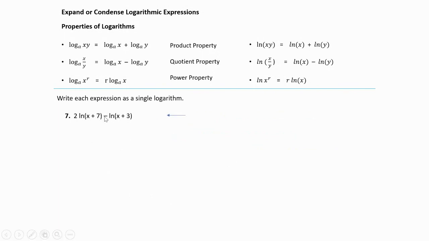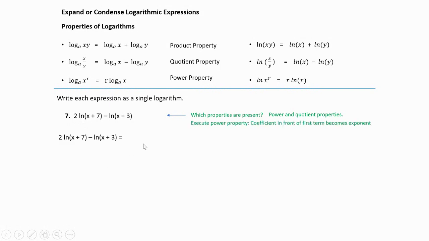So right away we know there is a minus, so minus means we're going to have to apply the quotient rule. Power and quotient, because here we have this, like the r here, guys, that's your exponent. So this is also the exponent rule. So the first thing that I do is execute the property: this coefficient in front must go as an exponent, because now we're going backwards. And then the minus, the ln of x plus 3.